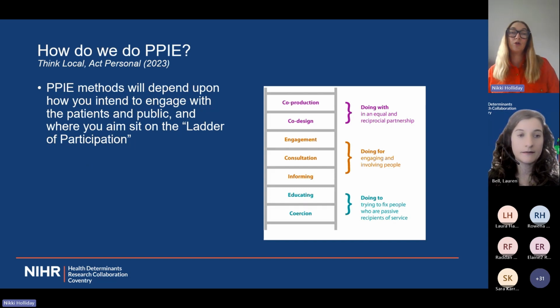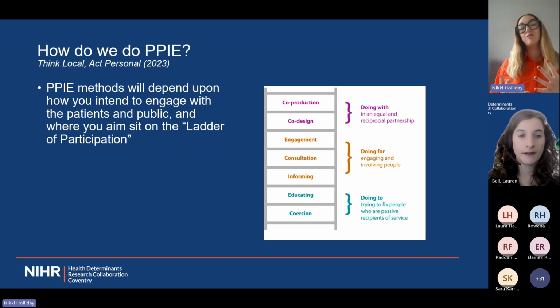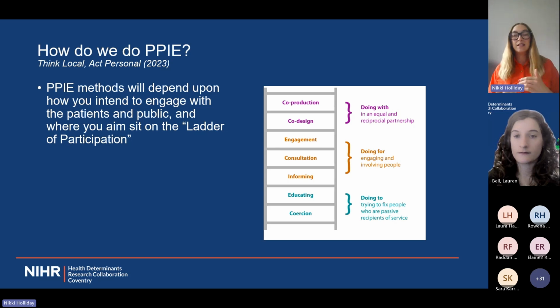So the methods you want to work with will depend upon how you intend to engage with patients and the public and your level of involvement, and in particular where you sit on the ladder of participation. This ladder shows the different levels of engagement that we can have with people. Right at the bottom there's coercion, that's just doing things to people, presuming we know what's best for people, just implementing research, implementing services with no say from patients or the public.